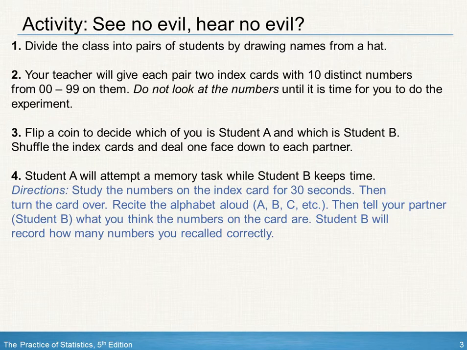When time is up, remove the index card and student A must say their ABCs aloud and then tell his or her partner what the numbers were on the card. Student B will record how many numbers were recalled correctly.